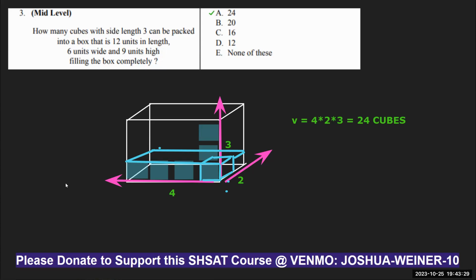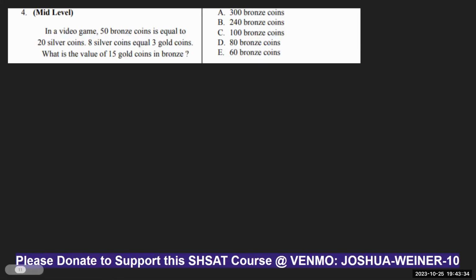All right, any questions on question number 3? Let's go to the next one. Question number 4: in a video game, 50 bronze coins is equal to 20 silver coins, and 8 silver coins is equal to 3 gold coins. What's the value of 15 gold coins in bronze?